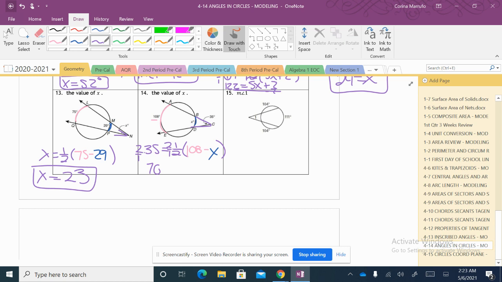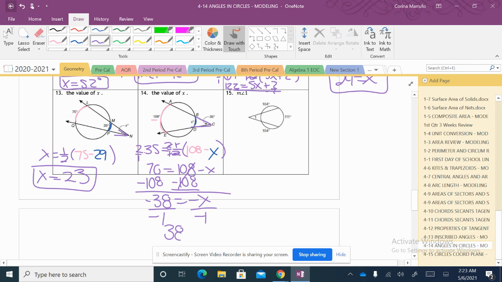So 2 times 35 gives me 70. All of this cancels out. We get 108 minus x. I move the 108 to the other side by subtracting it. So 70 minus 108 gives me negative 38. Equals, this cancels, negative x. We divide both sides by negative 1 to make it into a positive, and that gives us x equals 38 degrees.